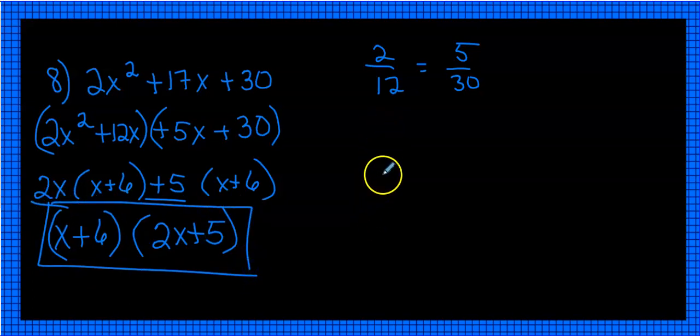If I need to know my x-intercepts or my zeros, x is going to equal negative 6, and let's see, that's going to be 2x equals negative 5, so x is going to equal negative 5/2.